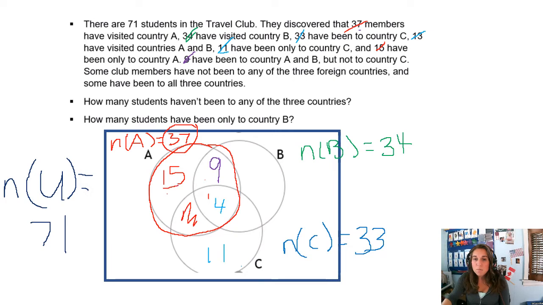So what's 15 plus 9? That's 24, right? And 24 plus 4 is 28. So I have 28 of those 37 students accounted for, so that means there's got to be 9 students in this piece because 28 plus 9 is going to give me 37. All right?